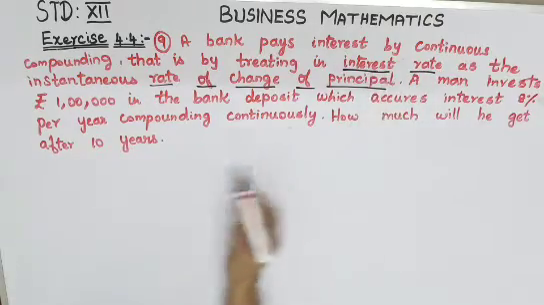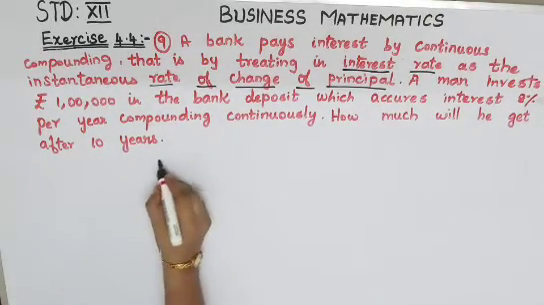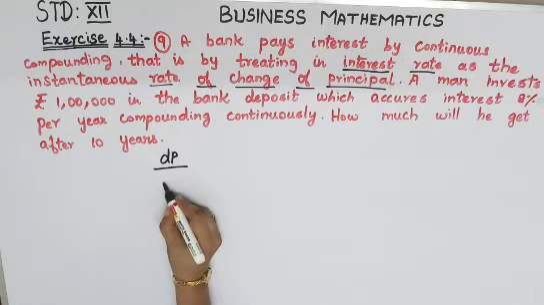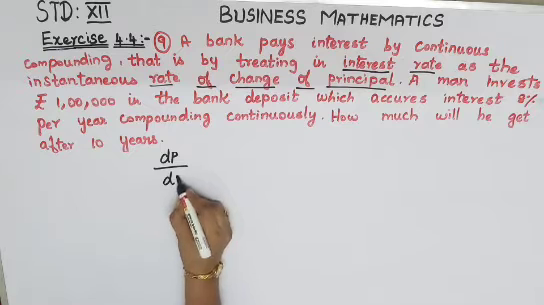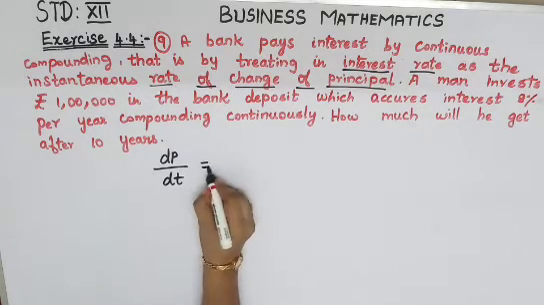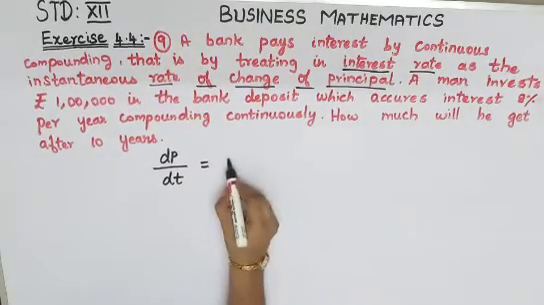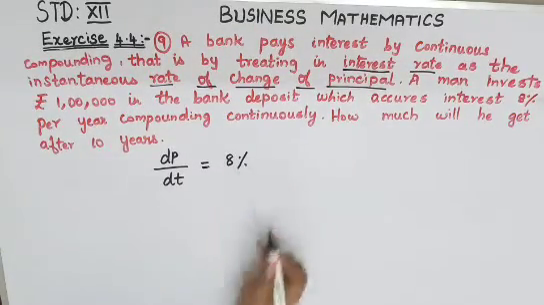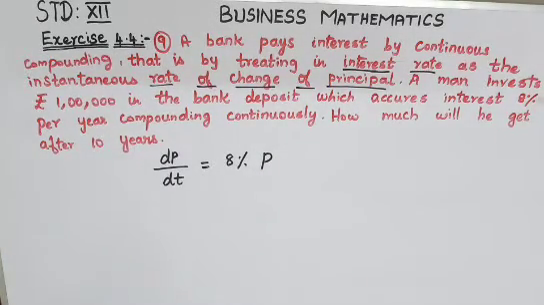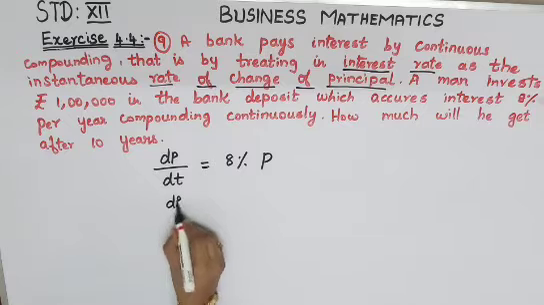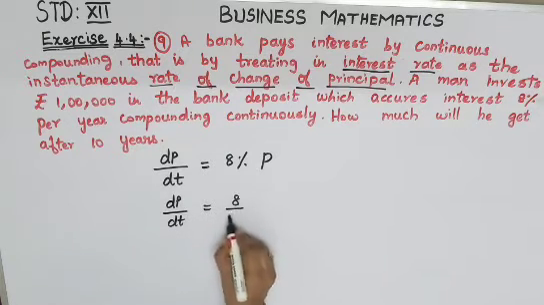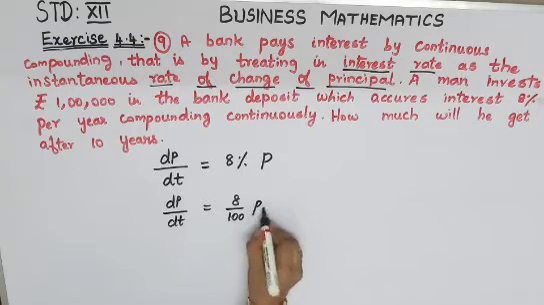So what you will have to do is, the rate of change of principal is normally dp, with respect to time only. So principal will be considered with the time. So we will write it as dp by dt is equal to your rate percentage, they have given 8% of your rate. So 8% of your principal. Okay. So dp by dt is equal to 8%, we'll just write it as 8 by 100 into p.